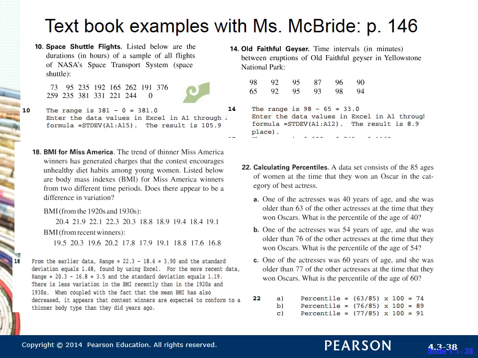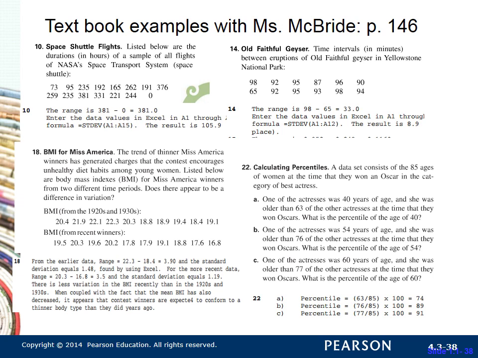So if I put that together with the fact that the mean BMI is also decreased, it appears that the contest winners are expected to conform to a thinner body type now than they did years ago. So that's a nice way of comparing two distributions. And if you wanted to, you could make a box and whisker plot of each of those to take a look at that as well to see where the median and the variation comes from. All right, let's see, we did Old Faithful.